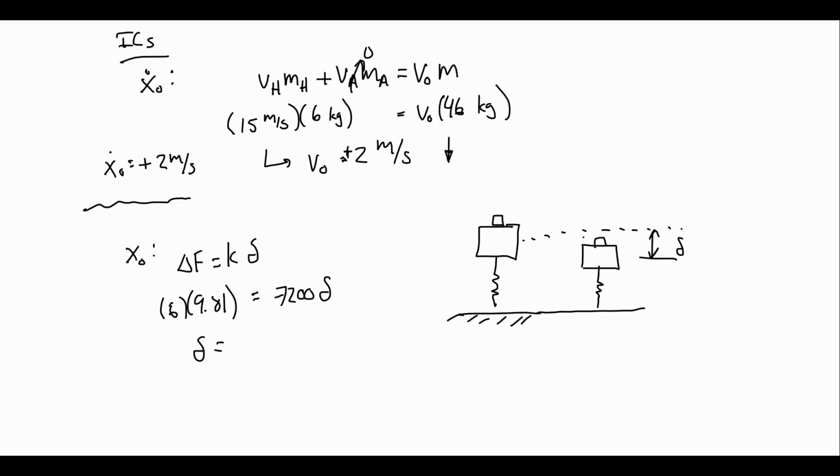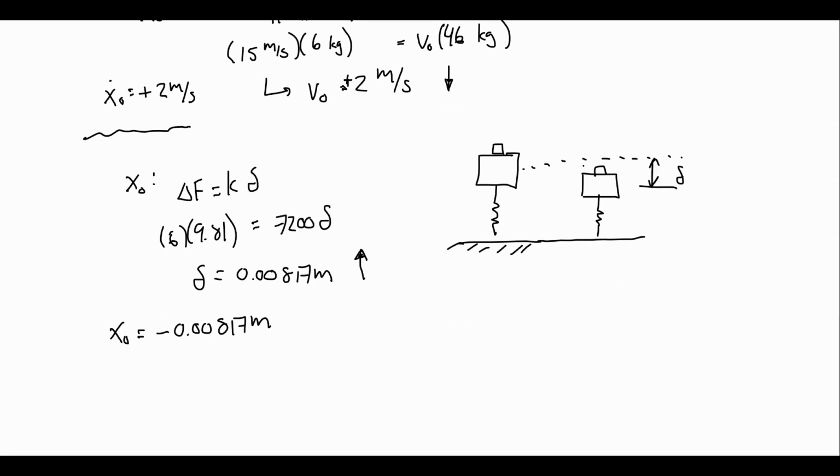So solving this, our delta is going to be 0.00817 meters. And again, this is saying that initially our system is 0.00817 meters above where the actual equilibrium position for this system, where the mass is 46 kilograms, should be. So this is actually above where it wants to be. So our x naught is actually a negative 0.00817 meters.